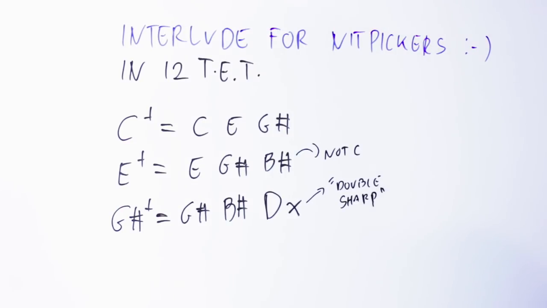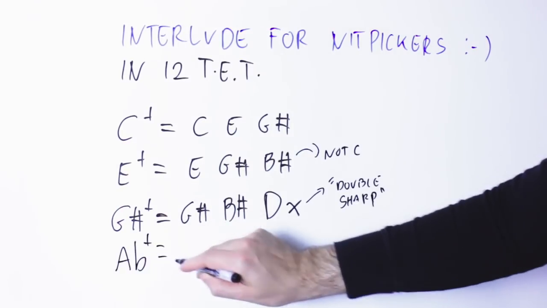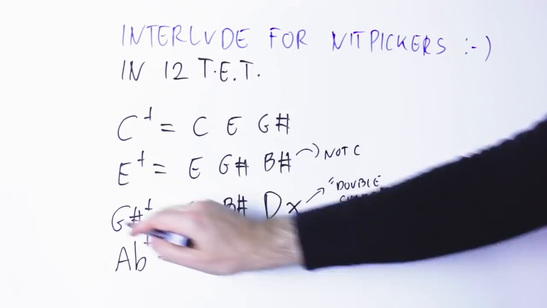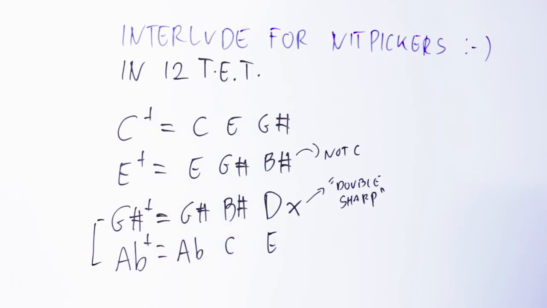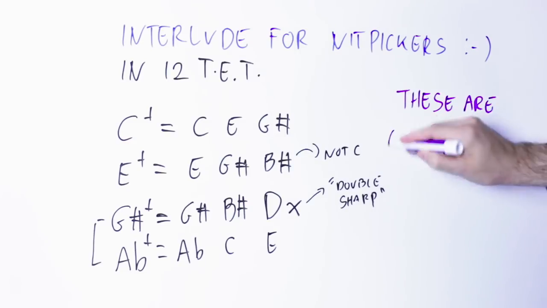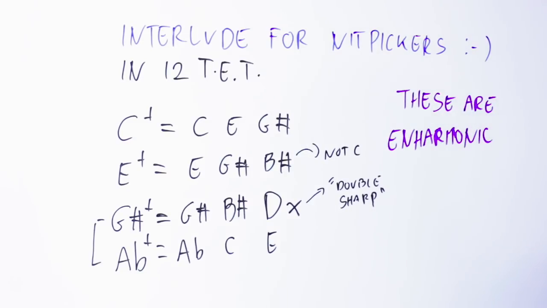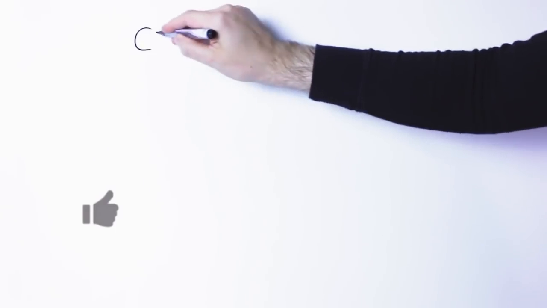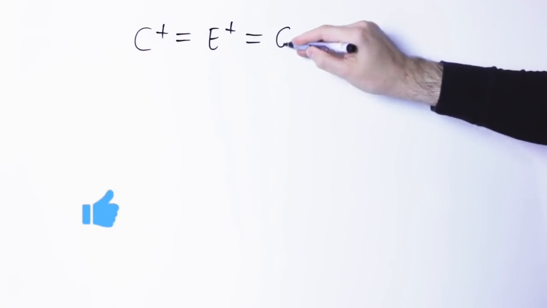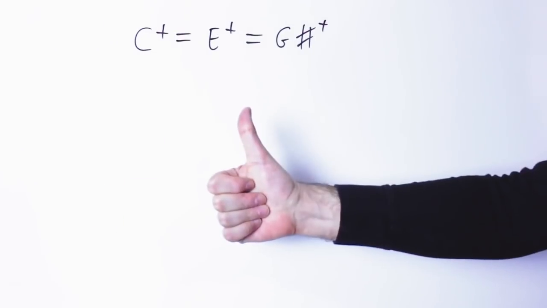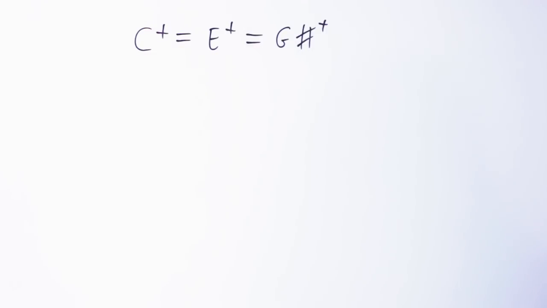If we don't like double sharps, we can respell it as an A flat augmented made by the notes A flat, C, E. Now, those chords are not exactly identical as the notes are spelled differently, but they are enharmonic, meaning that they are the same chord, quote, when you play them, unquote. So, after this explanation, we are back to where we started. C augmented is the same as E augmented is the same as G sharp augmented. Thank you, nitpickers, for your assistance.